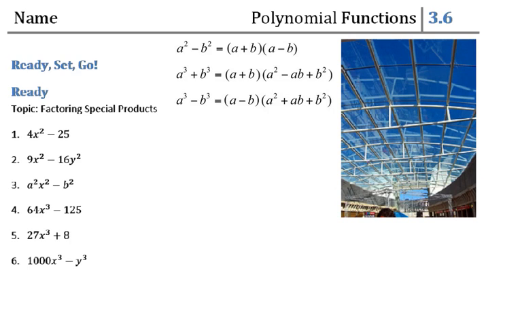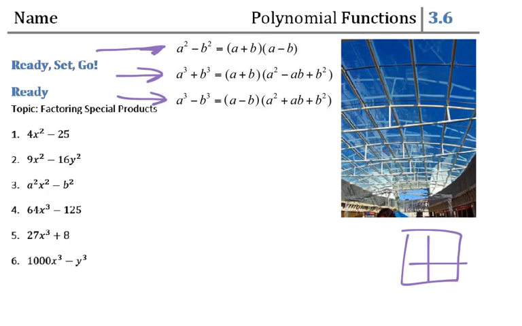Alright, taking a look at Polynomial Functions 3.6. So, these first ones want you to factor special products. This is when the box method doesn't really work that well. There's a way you can get it to work, but it requires a lot more steps. There are some special, really easy ways to do it.